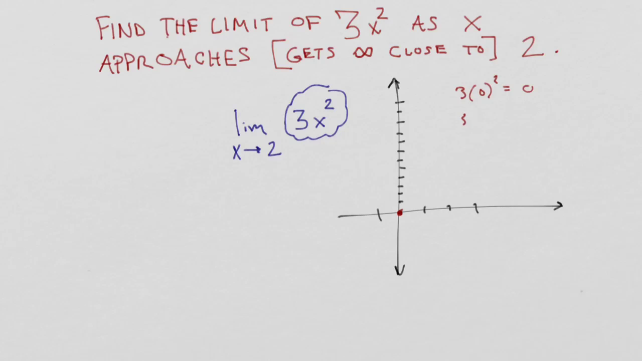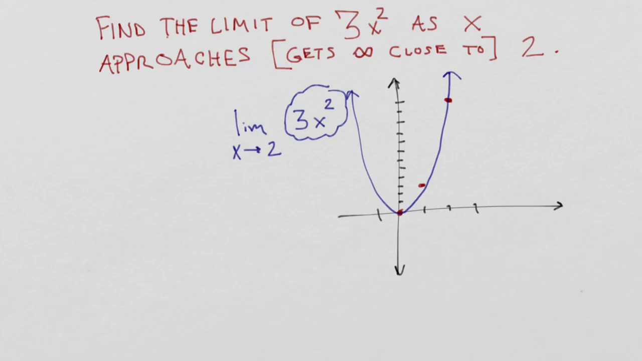If x is equal to 1, 1 squared is 1, and 1 times 3 is 3. So I've got a point over 1, up 3. And let's just do one more point here. 2 squared is 4, 4 times 3 is 12. So over 2, up to 12. I know that this parabola will be symmetrical, so I'm going to just give myself the other half.